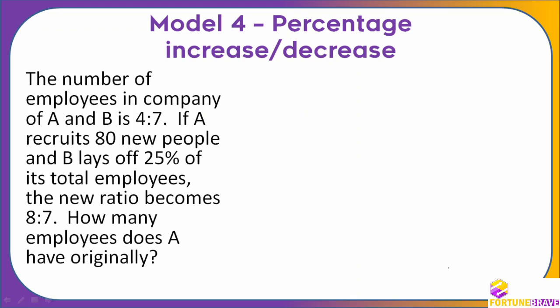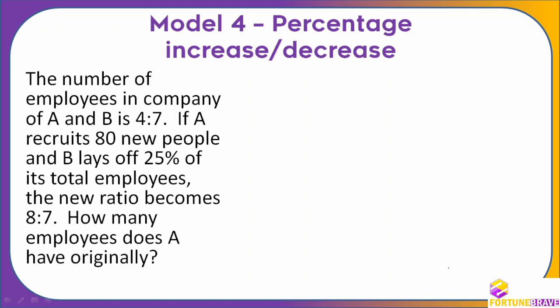Okay, this is an improved question. So same question. The number of employees in company A and B is 4 is to 7. If A recruits 80 new people and B lays off 25% of its total employees, the new ratio becomes 8 is to 7. How many employees does A have originally?